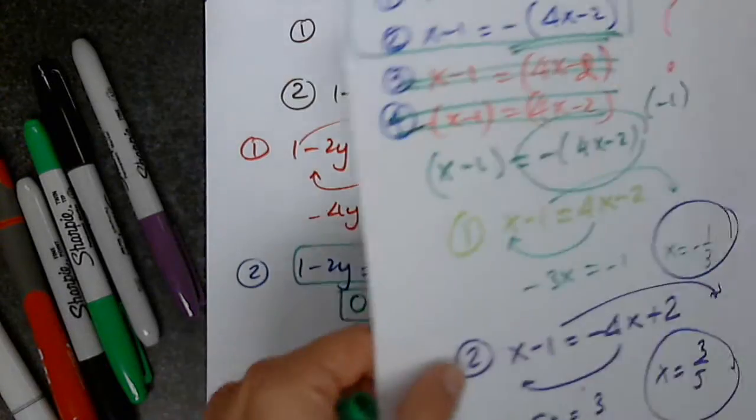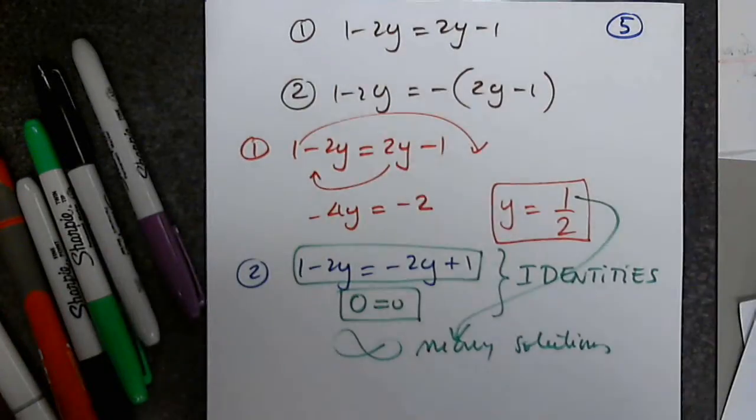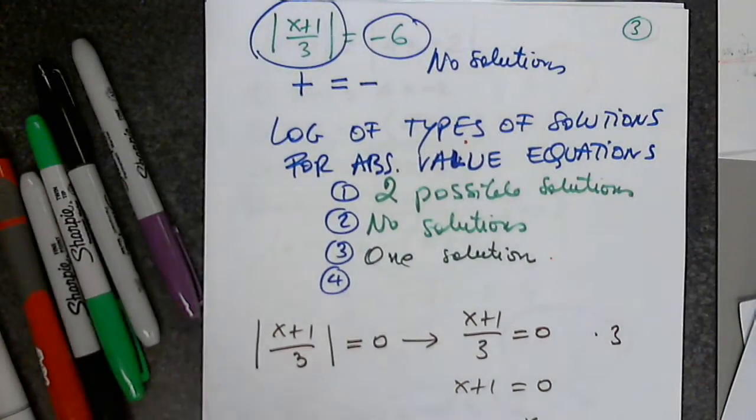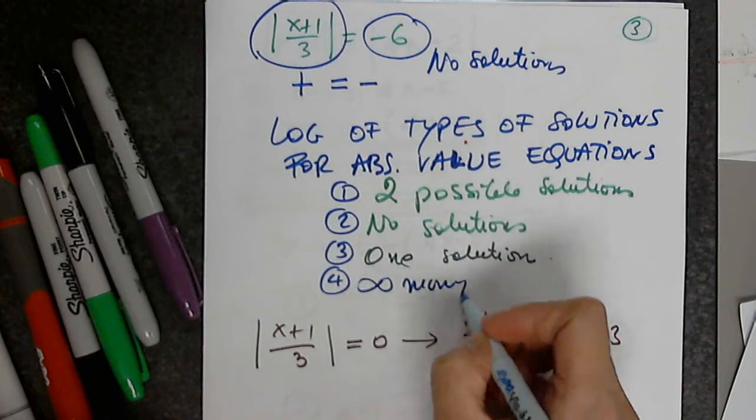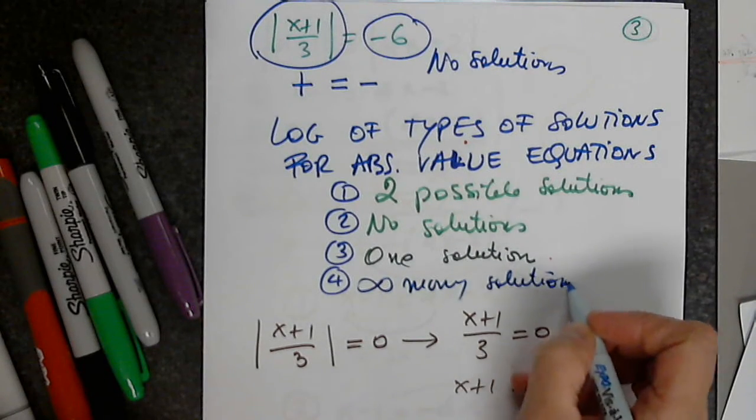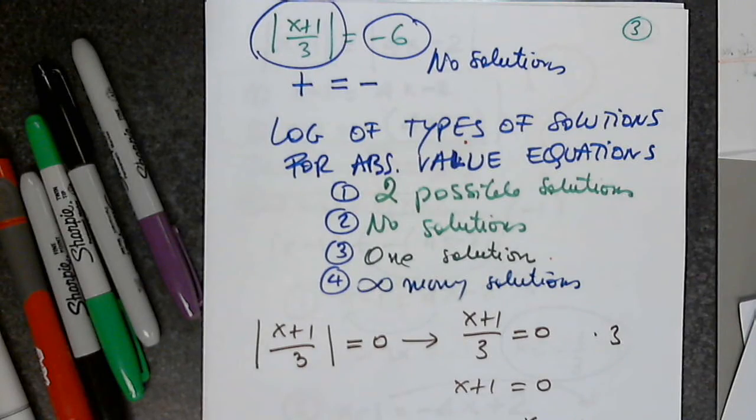So coming back to our log, what will be the fourth possibility when solving absolute value equations? Very good. Infinitely many solutions. So this is what you should always have in mind whenever you are given an absolute value equation. A light should come on and say, okay, I have 4 possibilities: 1 solution, 2 solutions, no solutions, infinitely many solutions.